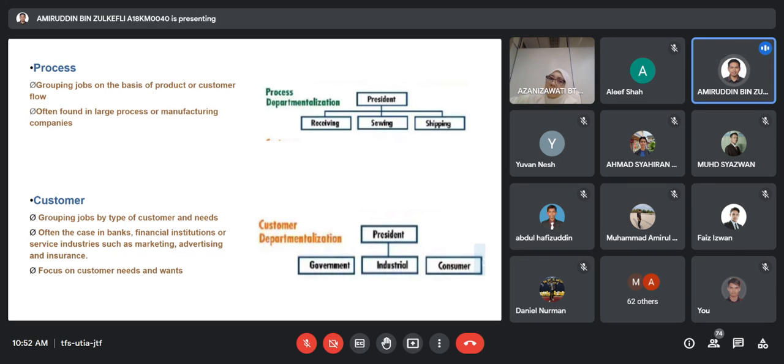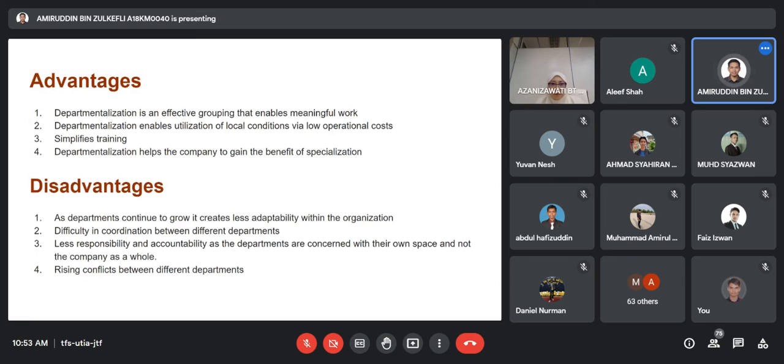Lastly, grouping by customer is grouping jobs by the type of customer and needs. It is often the case in banks, financial institutions, or service industries such as marketing, advertising, and insurance. It focuses on customer needs and wants. That's all for this slide.